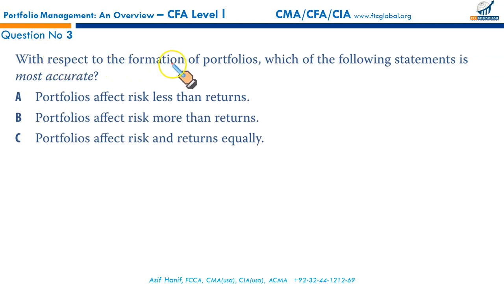With respect to the formation of portfolios, which of the following statements is most accurate? A. Portfolios affect risk less than returns. That is totally opposite to what we have studied in the overview. Portfolios affect risk more than they affect the returns. So portfolios affect risk more than returns. That is the right option.